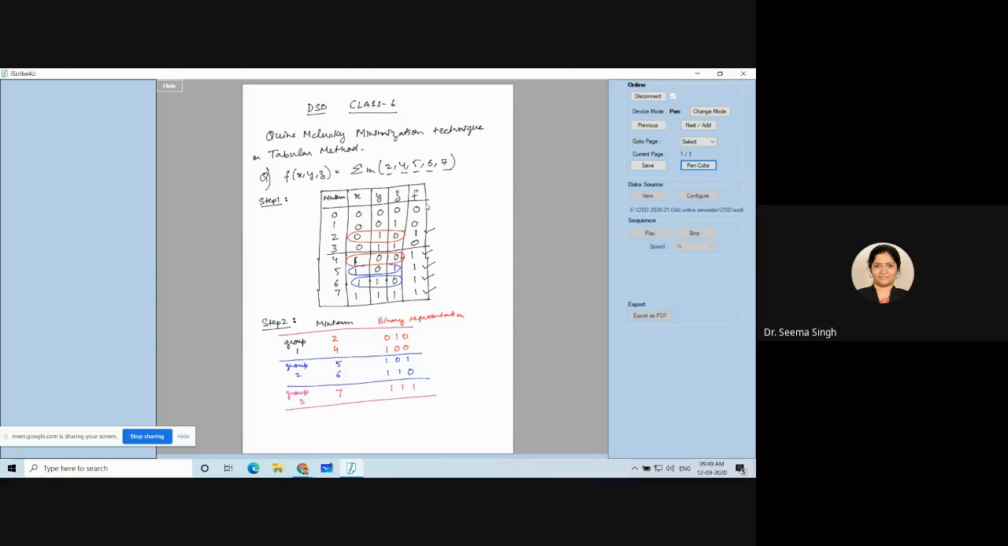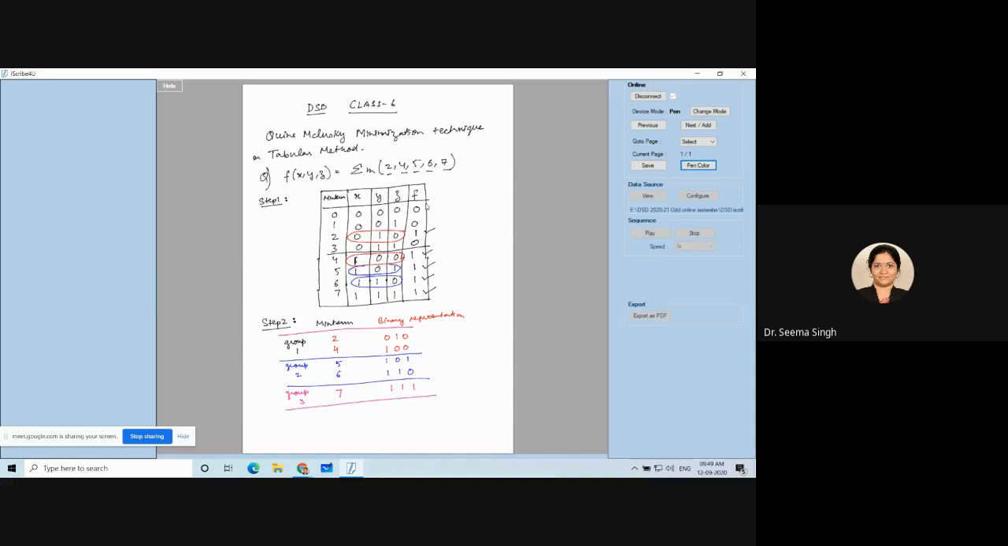Are you understanding? Now because I don't have the minterm of 0 as 1, that is why I'm left with only 3 groups. Now did you understand step 2? All of you have understood step 2?